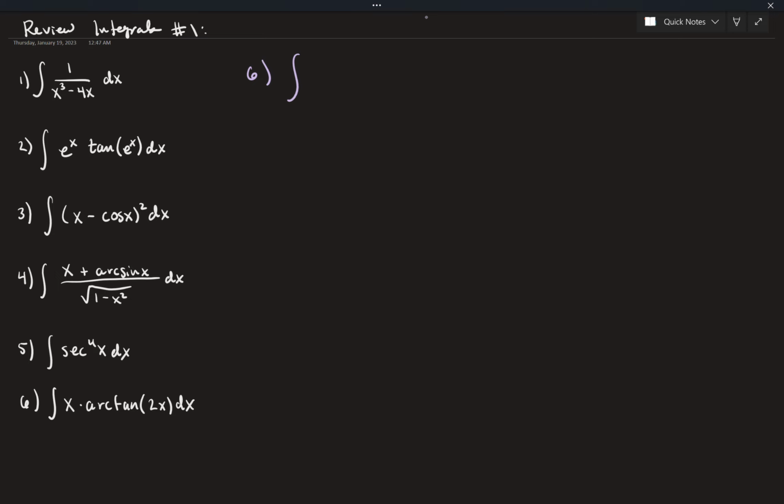So the sixth one, x arctan of 2x. This definitely looks like an integration by parts problem. So I've got to pick my u and dv. I think usually you let u be a linear term, but letting u and dv go this way is a problem, because then I have to do the integral of arctan, and nobody likes doing that. That's another integration by parts problem. So we'll avoid doing that. We'll let u be arctan of 2x and dv be x. So v is x squared over 2.